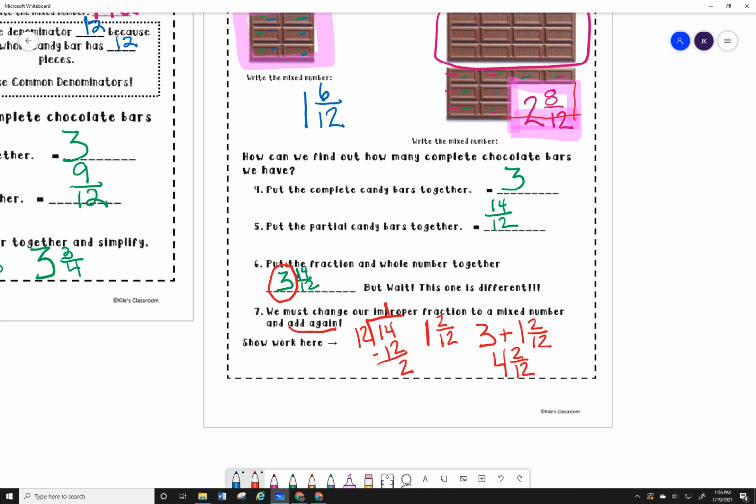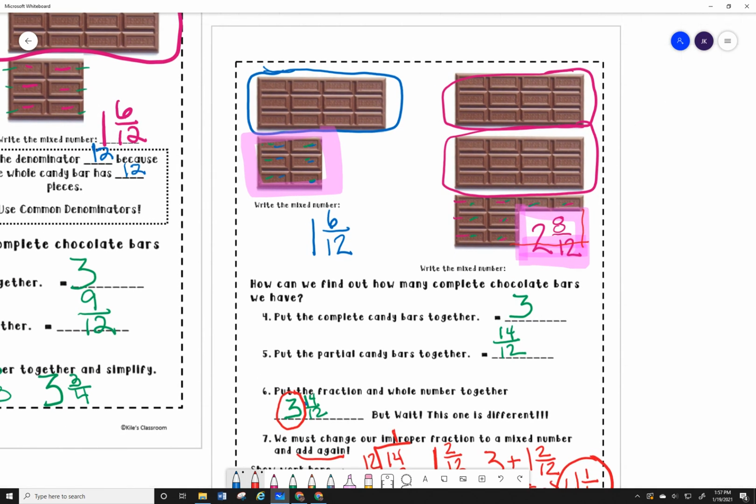My final step is always to simplify. So I'm going to look at that 2 twelfths and ask myself, is there a number that will go into 2 and 12? Or is there a common factor for 2 and 12? And we know that there is. 2 goes into 2, and 2 goes into 12. So my final answer is going to be 2 divided by 2 is 1, 12 divided by 2 is 6, 4 and 1/6 is my final answer for this image right here.